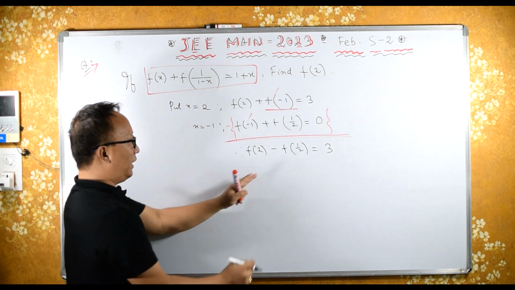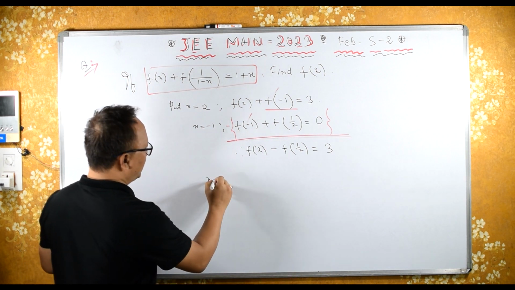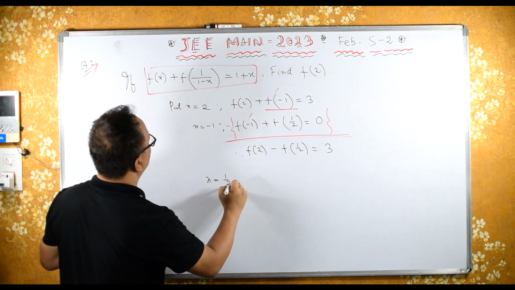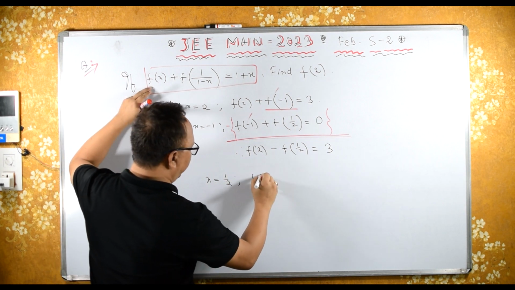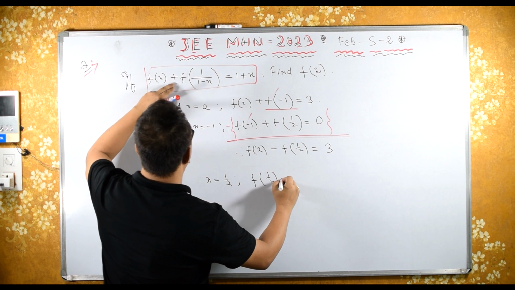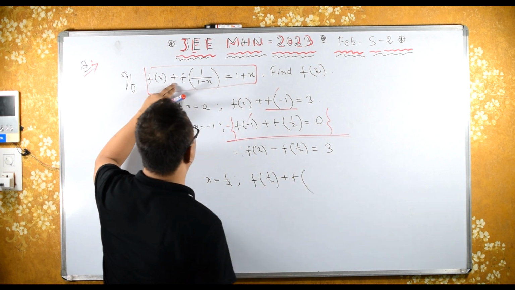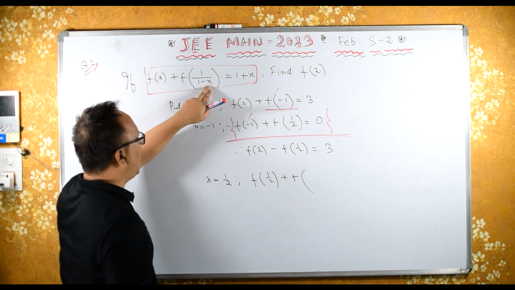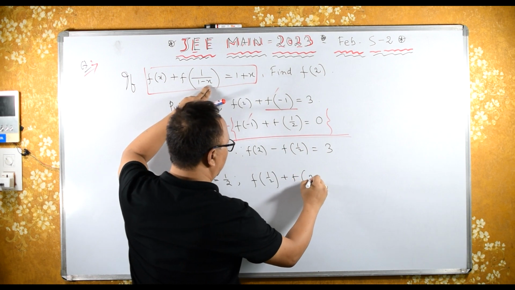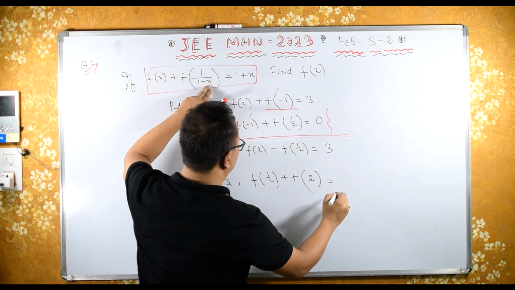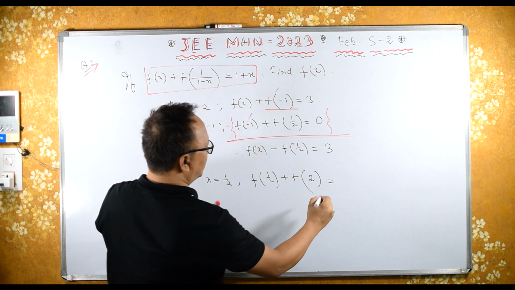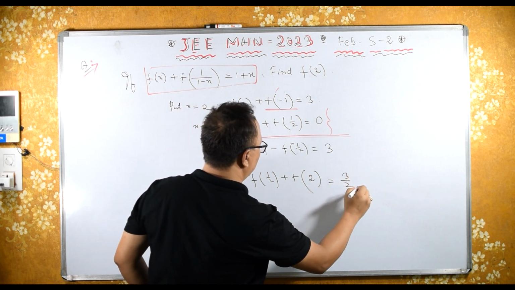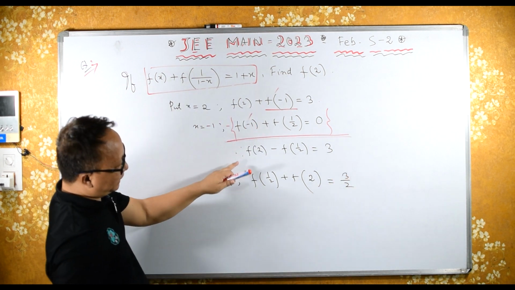Now for f of half, let's substitute x equals half. Here this is f of half plus f of 1 minus half, which is half. So here it equals 2, and here half plus 1 is what? 3 by 2. Now you can check over here.